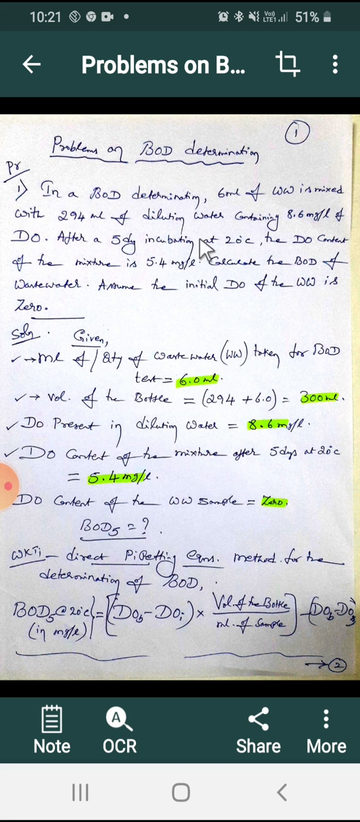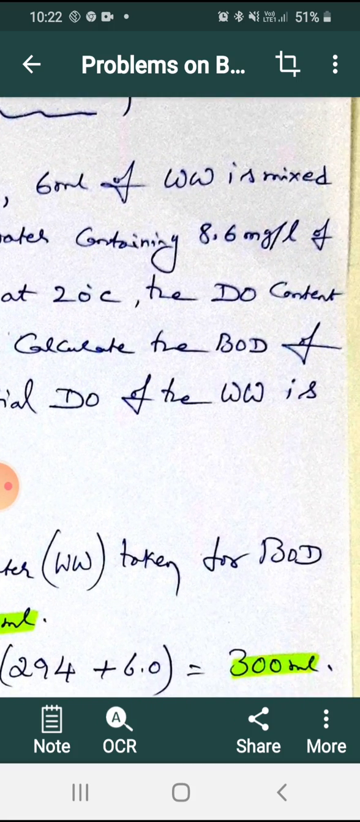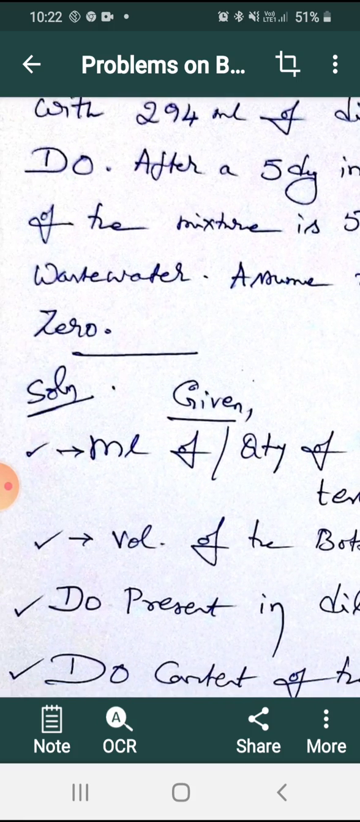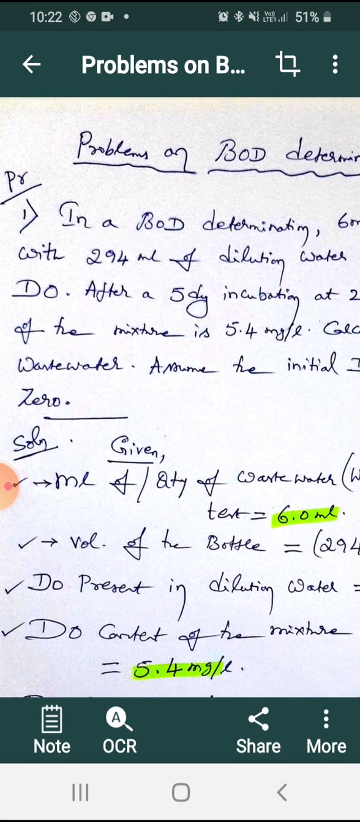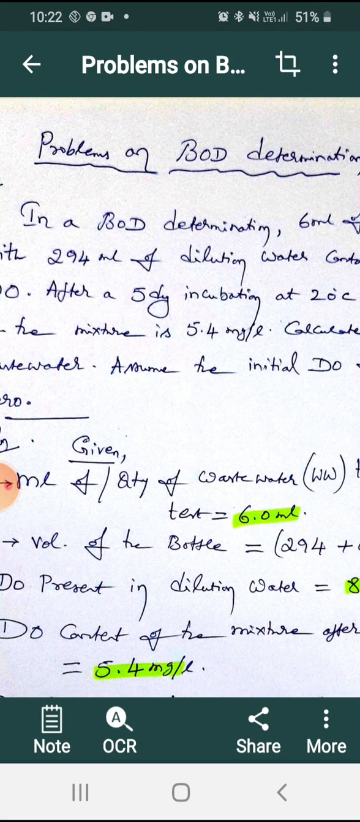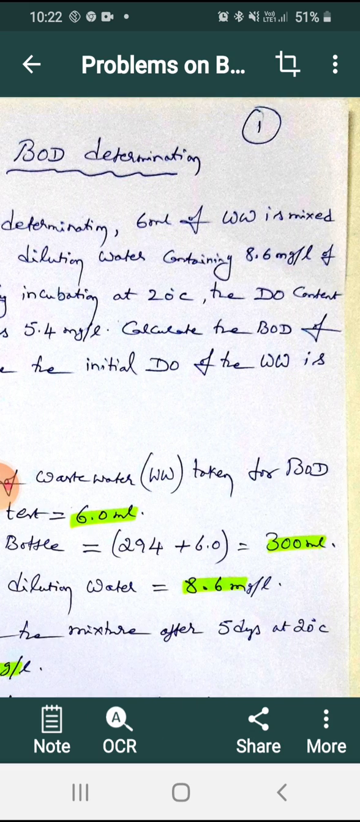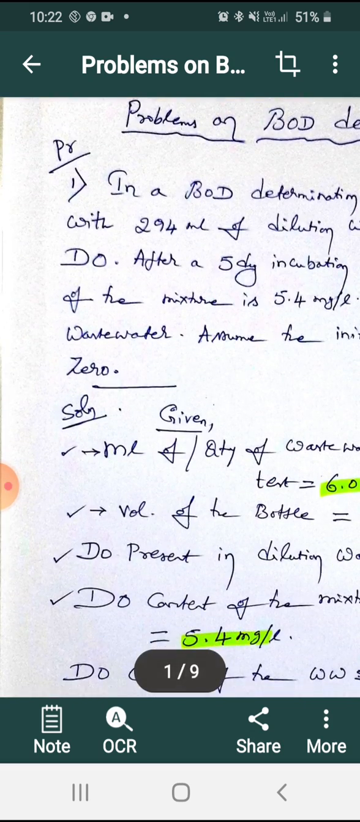Now 294 plus 6 ml is 300 ml of the bottle. Now it contains how much? 8.6 milligrams of DO. What is the meaning of this? In the dilution water, we are using this one as the dilution water. It contains 8.6 milligrams per liter of dissolved oxygen. Then the experiment is over. Next, after 5 days incubation at 20 degrees centigrade, the DO content of the mixture.